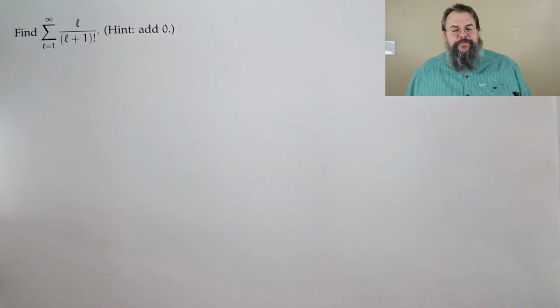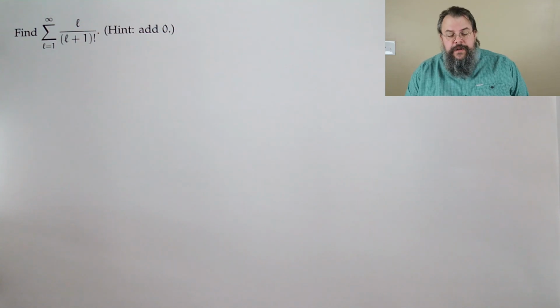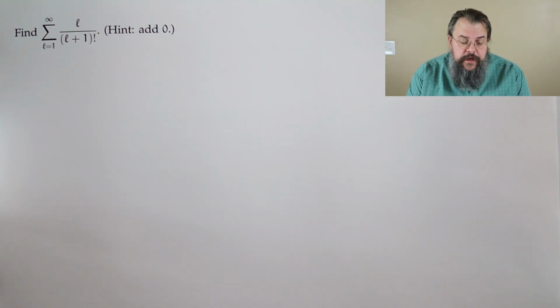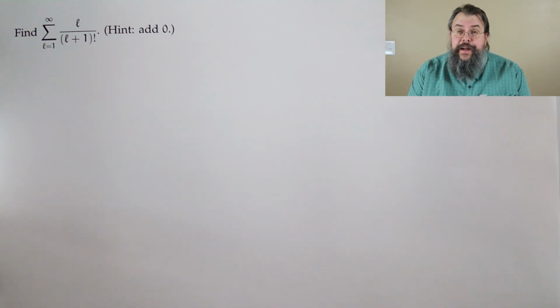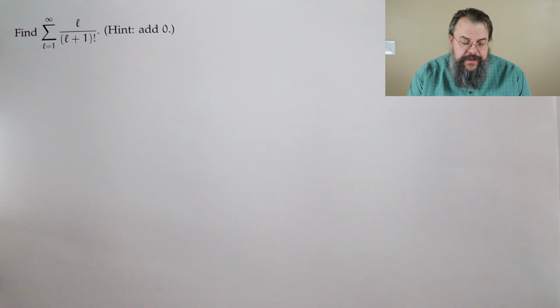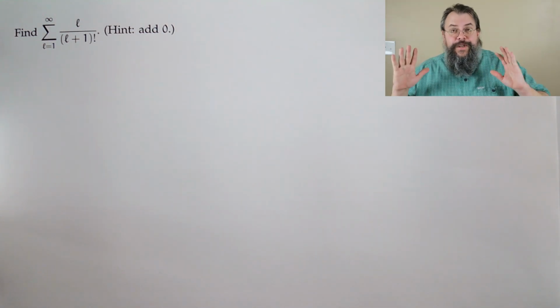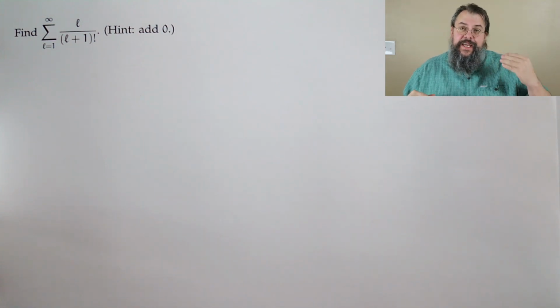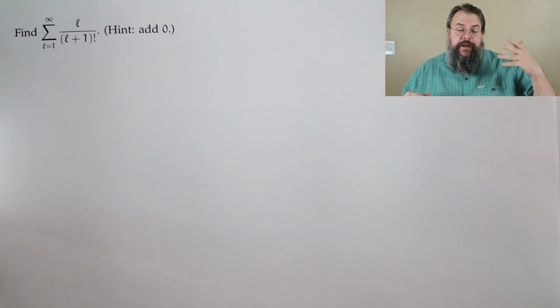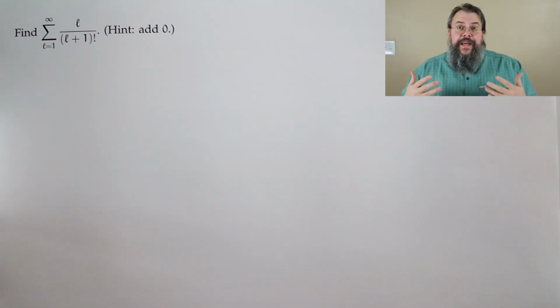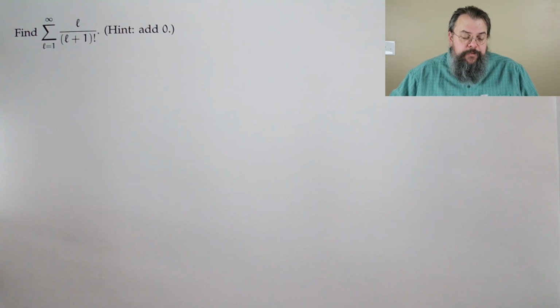All right. Find the sum, 1 to infinity, of L divided by L plus 1 factorial. And it says, hint, add 0. And you're probably like, what? Okay, so we know it's not geometric because this index, in this case it's the letter L, it can be any symbol we want. It's not showing up in the exponent. That's where geometric would need to have that.